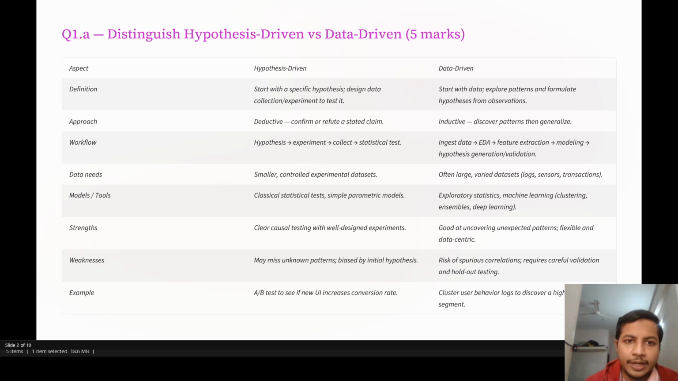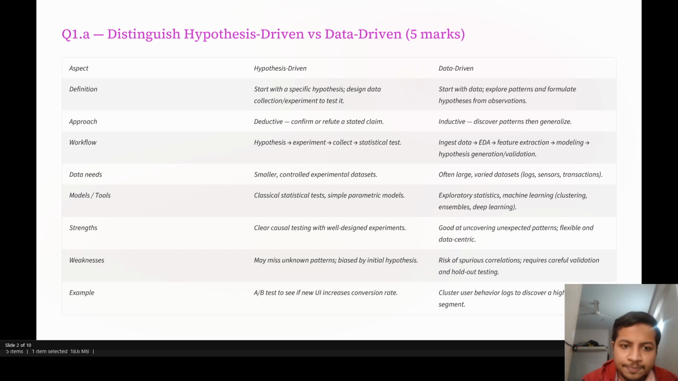The workflow is: in hypothesis driven, hypothesis, then we do an experiment, then collect data, then a statistical test is done. But in data driven, ingest data, then we go for EDA, then feature extraction, modeling, hypothesis, generalization, validation. Data needs: in hypothesis driven, smaller controlled experimental data sets; in data driven, often large varied data sets, logs, sensors, transactions.